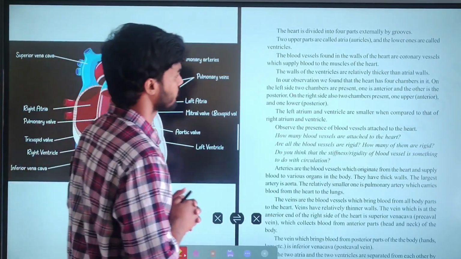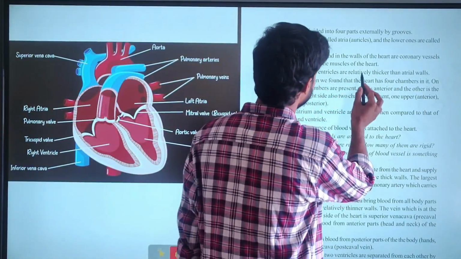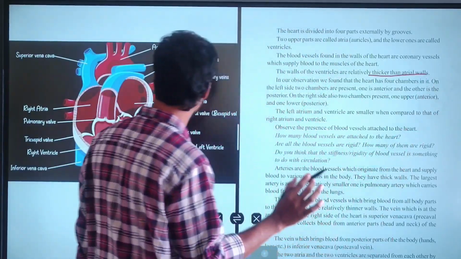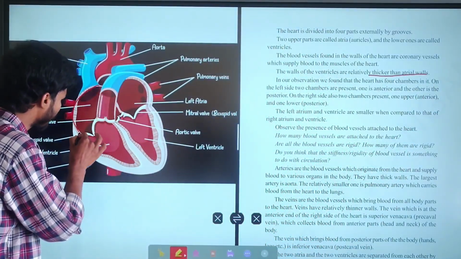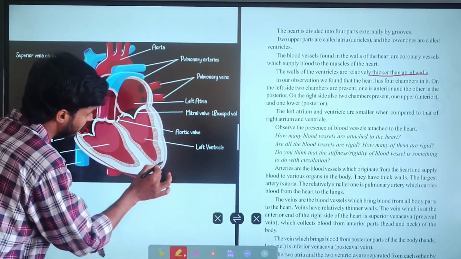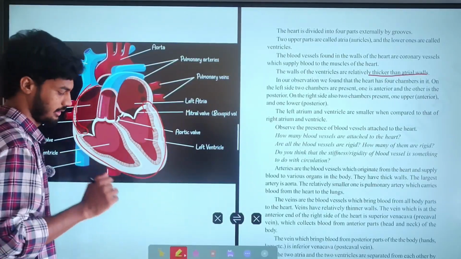Next, what is given? The walls of the atria are thinner and the ventricle walls are thicker. That's it.